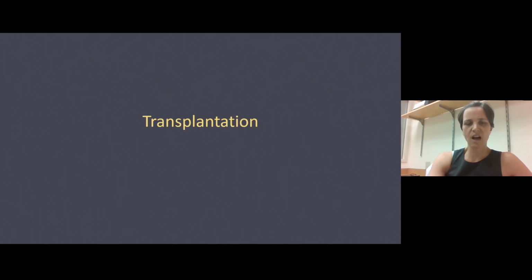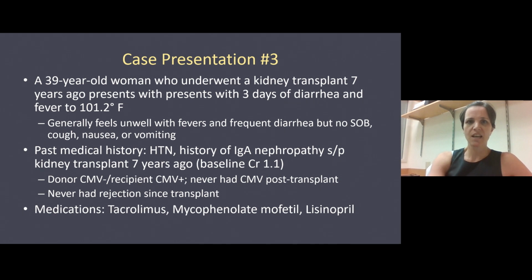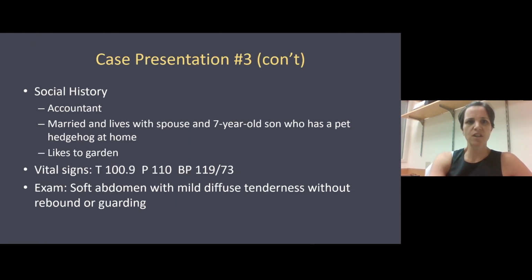So in the last couple minutes, I'm going to talk about transplantation, and I want to start with a case. This is a 39-year-old woman who had a kidney transplant 7 years ago, who presents with 3 days of diarrhea and a fever. She generally feels unwell and is having frequent diarrhea, but no other symptoms. Her medical history is notable for IgA nephropathy and the kidney transplant. She's never had CMV infection, and she's never had rejection, so she's done quite well, and you can see her meds there. Her social history, she's an accountant, she's married and lives with her son and spouse, and she has a pet, the 7-year-old son has a pet hedgehog.